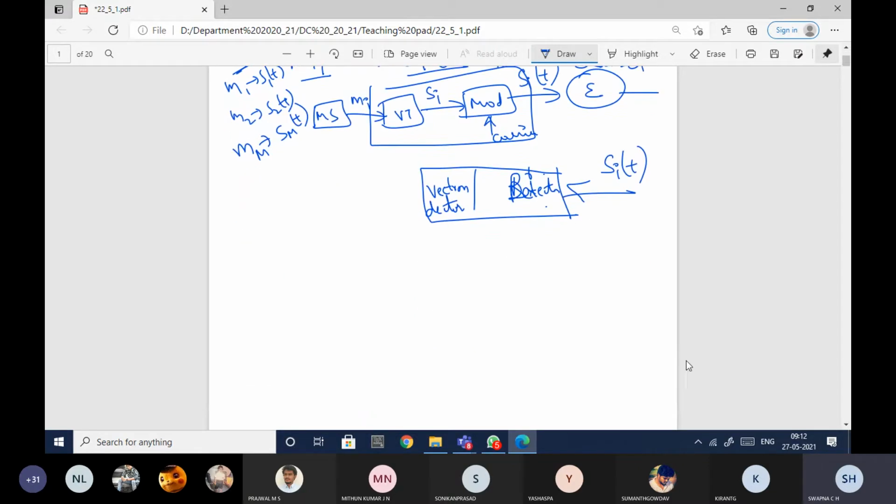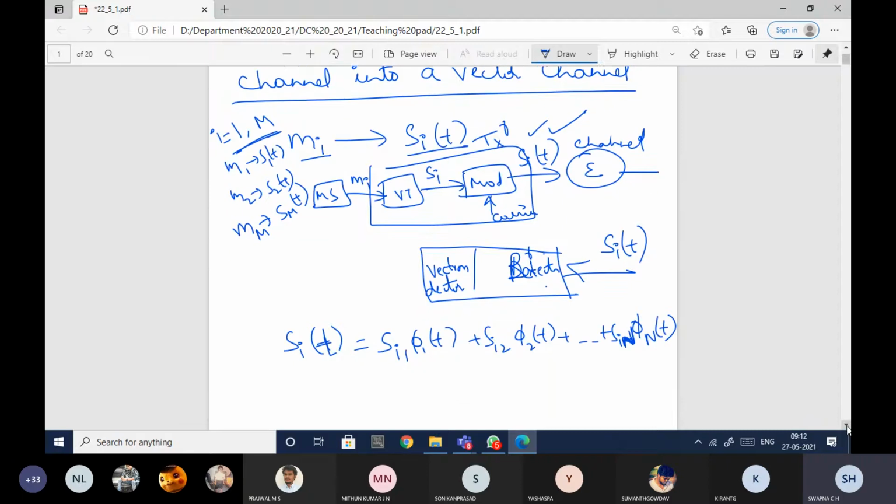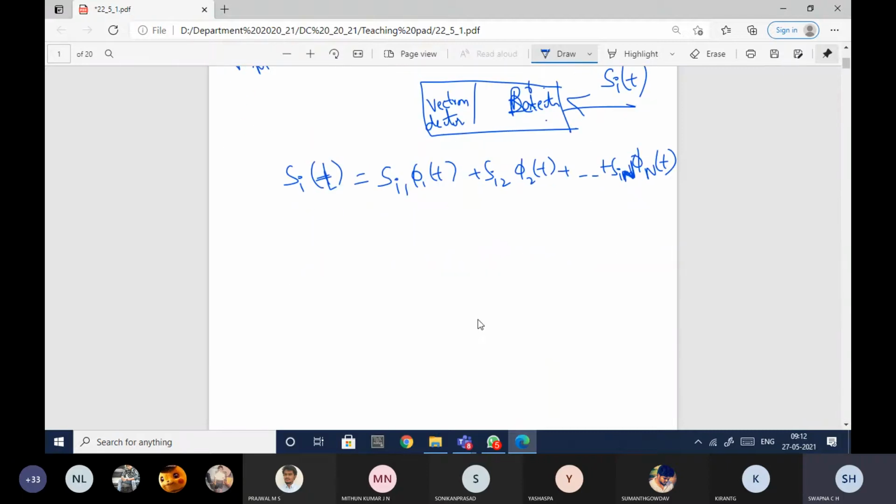Generally, as you know, we will represent s_i of t using the orthonormal basis functions, which is s_i1 phi1 of t plus s_i2 phi2 of t, and so on, up to s_iN phi_N of t. This is how s_i of t will be generated and transmitted to the receiver. I have also shown you how to represent this s_i of t when you have s_i1, s_i2, up to s_iN.